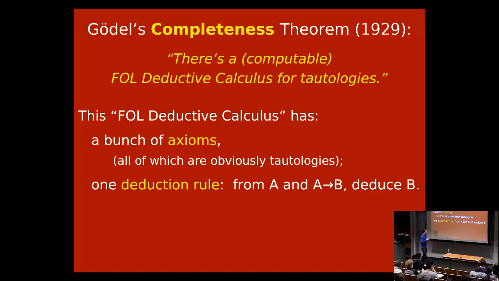But the summary is, it's a deductive system where there are a lot of initial objects, but only one deduction rule. There are a bunch of initial objects or axioms, and these are all statements which are obviously tautologies, kind of like the ones on the previous slide. And there's one deduction rule: if you deduced A, and you've deduced A implies B, then you're also allowed to deduce B. And that's a sensible rule. If A is always true for all interpretations, and A implies B is always true for all interpretations, then B is also true for all interpretations.